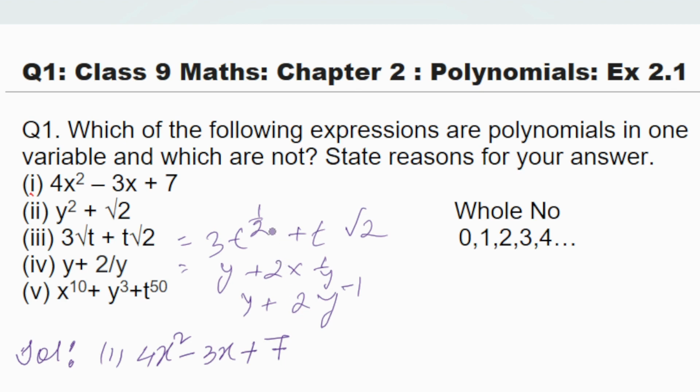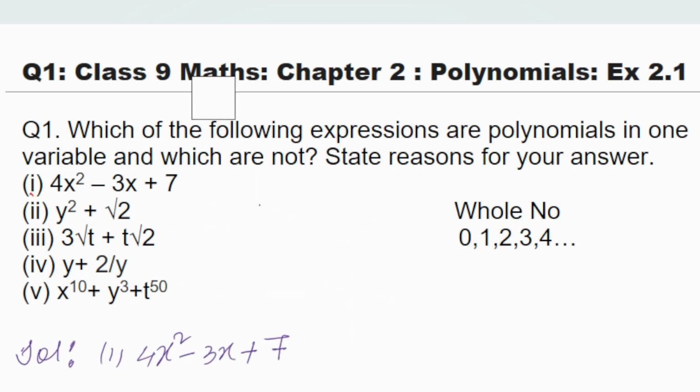So with this basic concept of polynomials, let's start our session today. Okay, so let's do number 1. What is the question in this case?